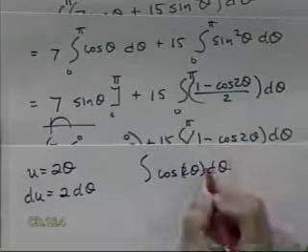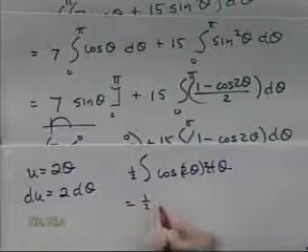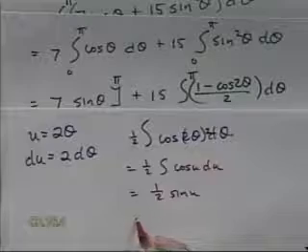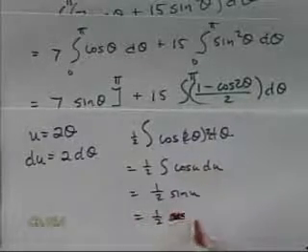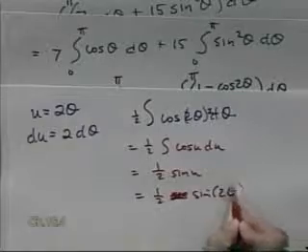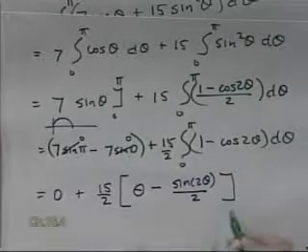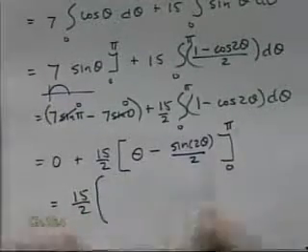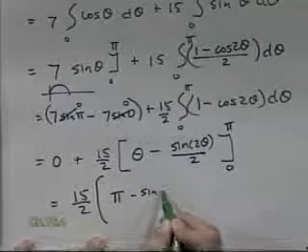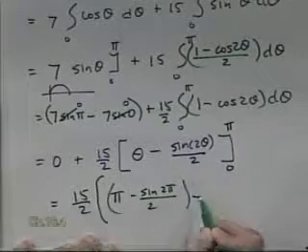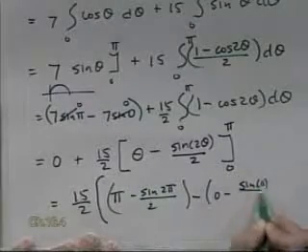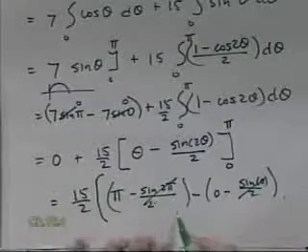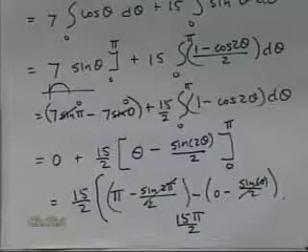So you can say I need a 2 here and a 1/2 here. So this is 1/2 integral of cosine u du, which is equal to 1/2 sine u. What's my u? It's 2 theta. All right, and then we're plugging in from 0 to pi, which gives us 15 halves times pi minus sine 2 pi all over 2 minus 0 minus sine of 0 over 2. Sine of 2 pi is 0, sine of 0 is 0, so we just have pi times 15 over 2, which is 15 pi over 2.